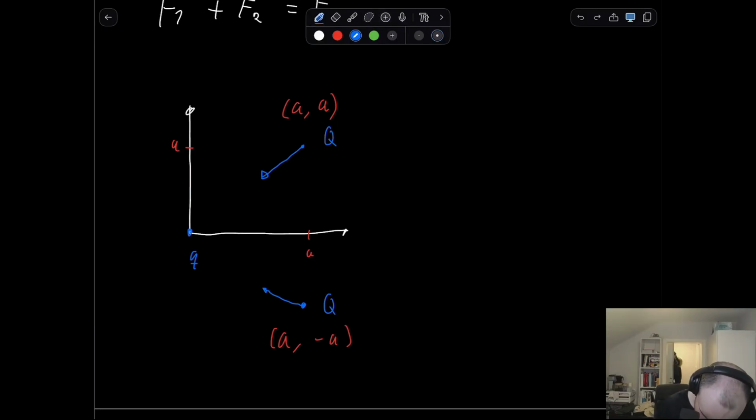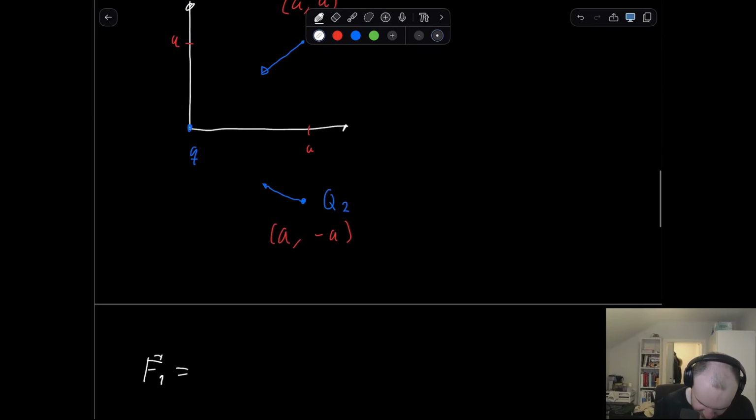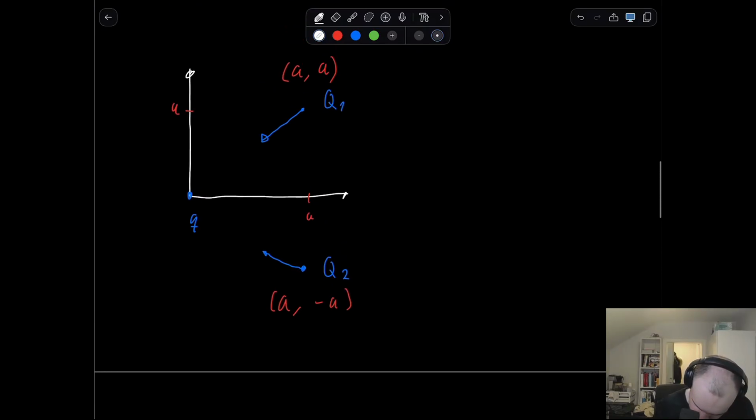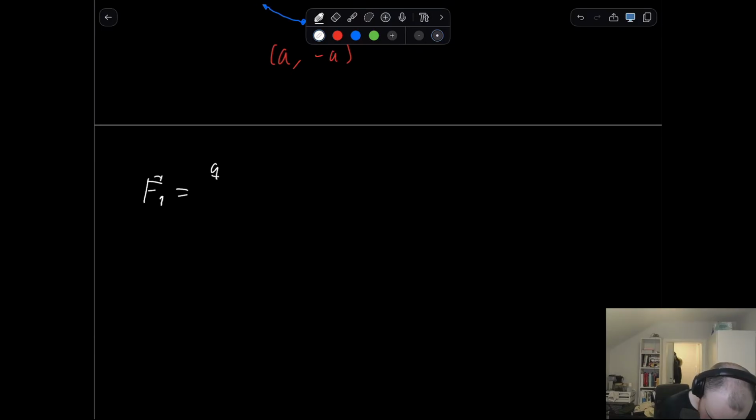I do blue, whatever it should be, so my mind gets annoying if I don't do that. So F1, and like we said, we also can state that Q1 is the same as Q2 in terms of magnitude. So F1 is just Q times Q, like that. Then we still have 4 pi epsilon 0, and then I, of course, have that.